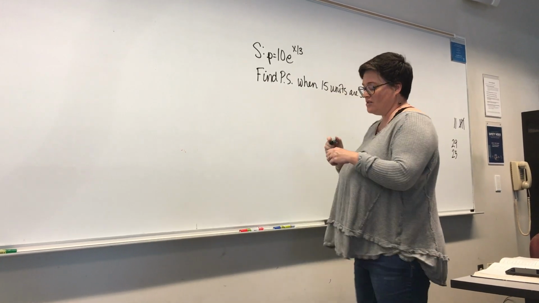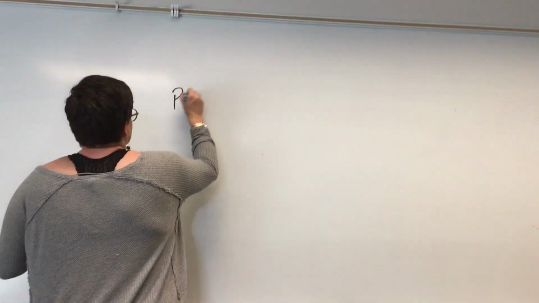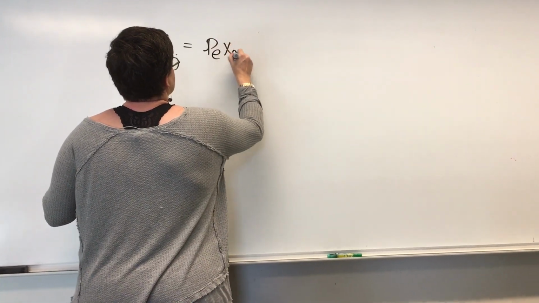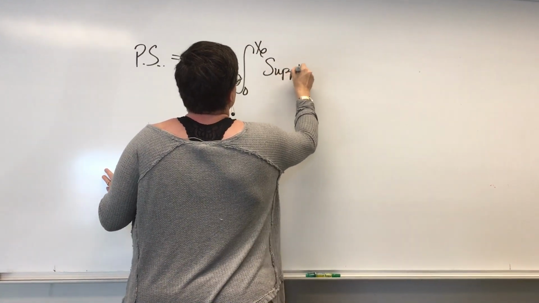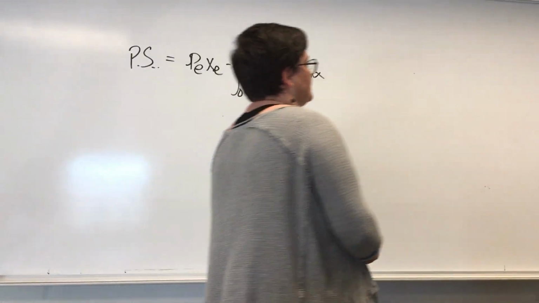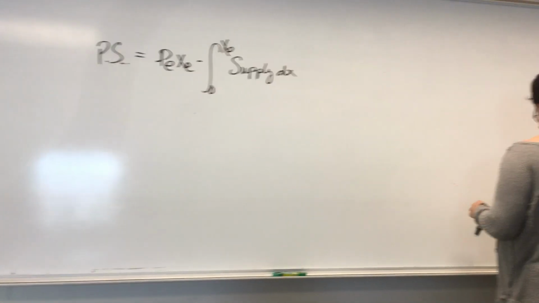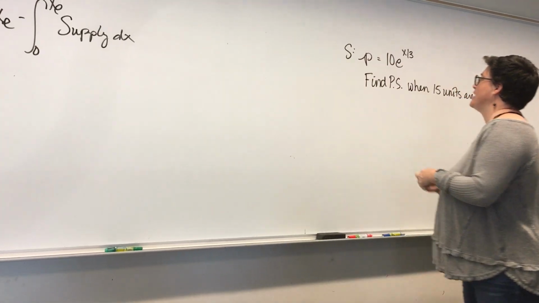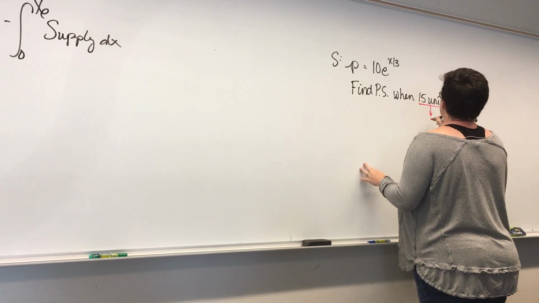So let's take a look at the integral formula for producer surplus. Producer surplus is P sub E times X sub E minus the integral from 0 to X sub E of supply with respect to X. So what are we missing? We're missing P sub E. We're missing X sub E. This is our X sub E.